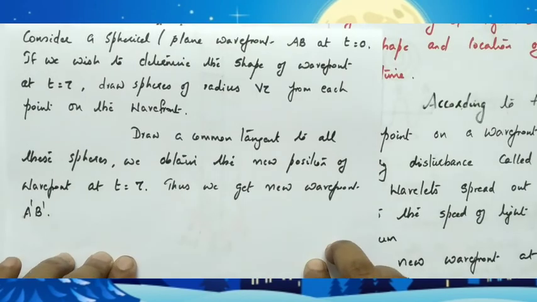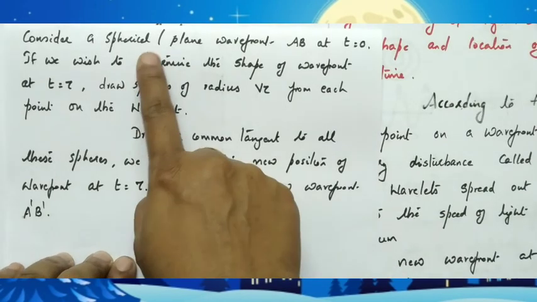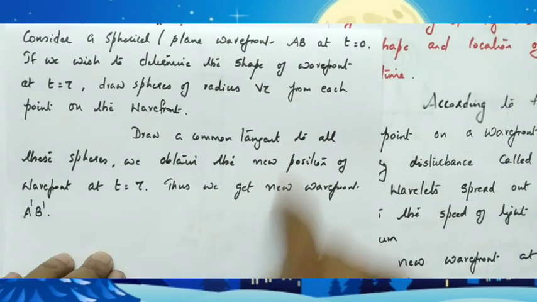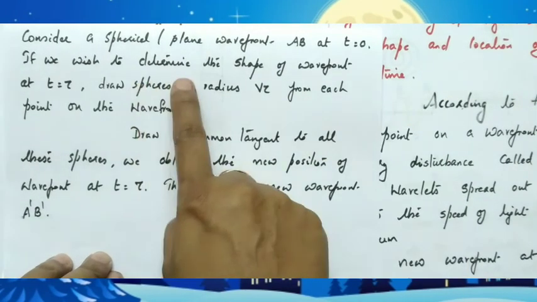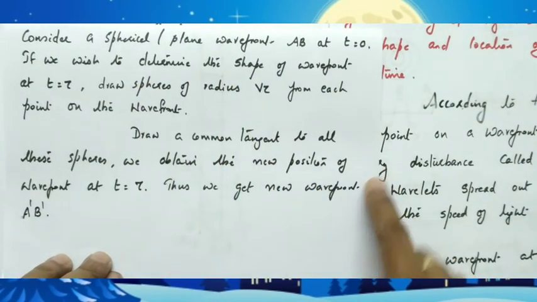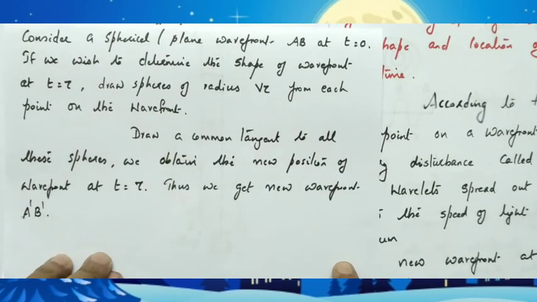Therefore, the various steps involved are: consider a spherical or plane wavefront AB at time t equal to 0. If we wish to determine the shape of the wavefront at t equal to tau, draw spheres of radius v tau from each point on the wavefront. Draw a common tangent to all these spheres, and we obtain the new position of the wavefront at t equal to tau. Thus, we get the new wavefront A dash B dash.